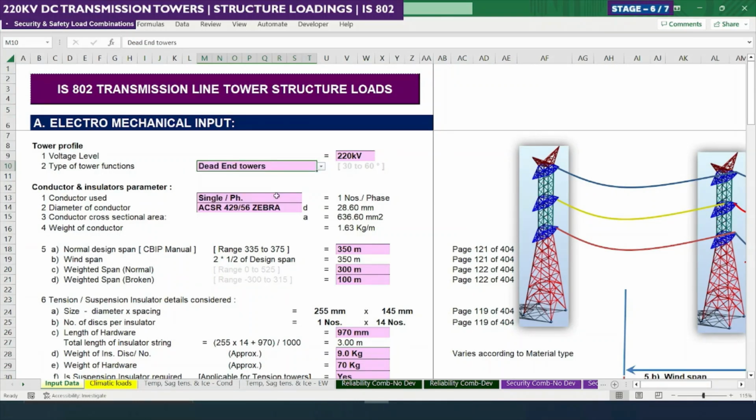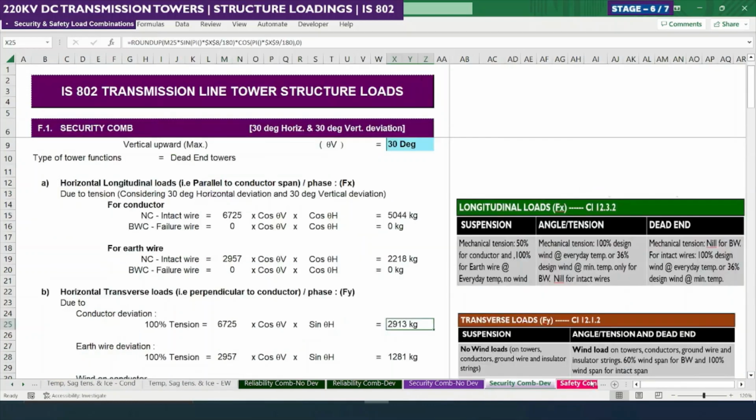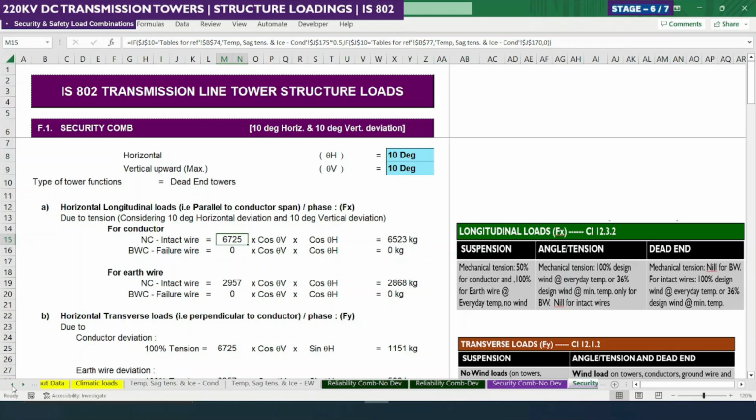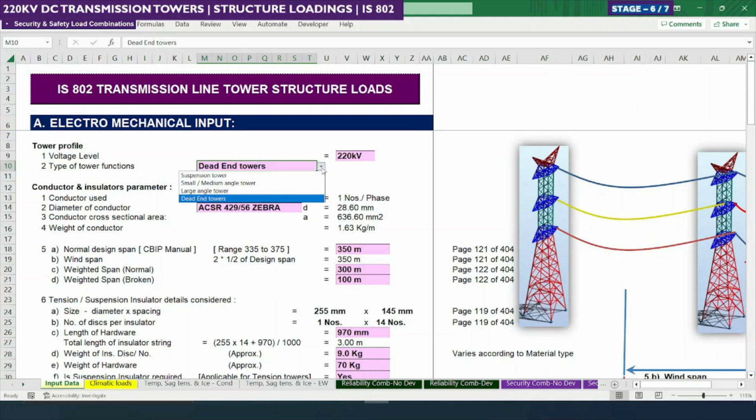In case of dead end tower, with the conductor deviation, say for example 10 degree, both vertical and horizontal, you can see the value here. So this is all applied for all the types of towers with various loop conditions, if conditions. So let me start with the next category of load combinations called safety.